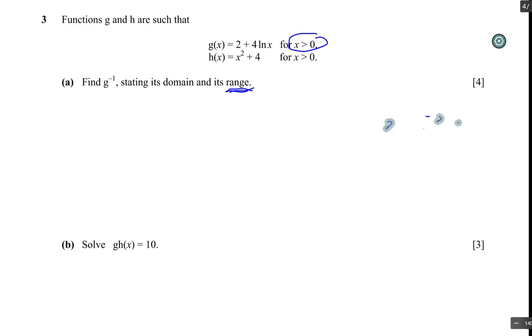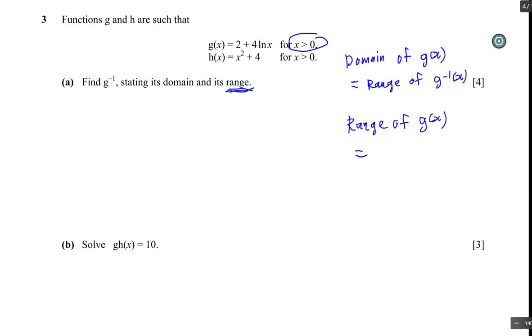Okay, basically, I write the whole word. The domain of g(x) will be the same as the range of g inverse. So the range of g(x) will be the same as the domain of g inverse. Yeah, this is the correct one.